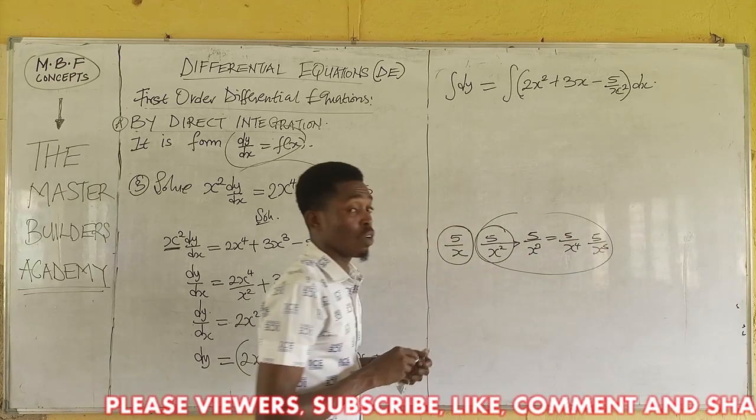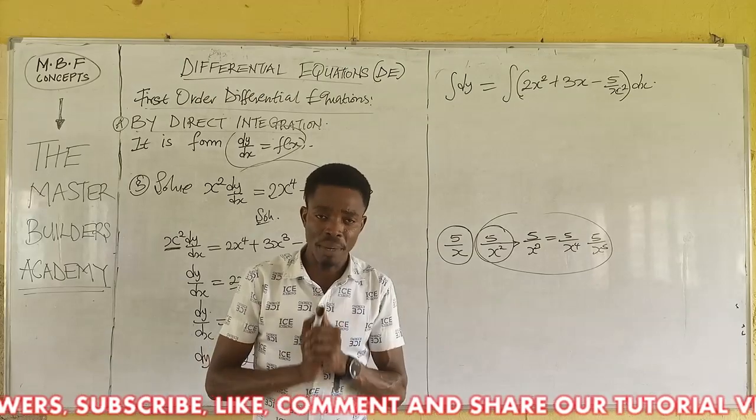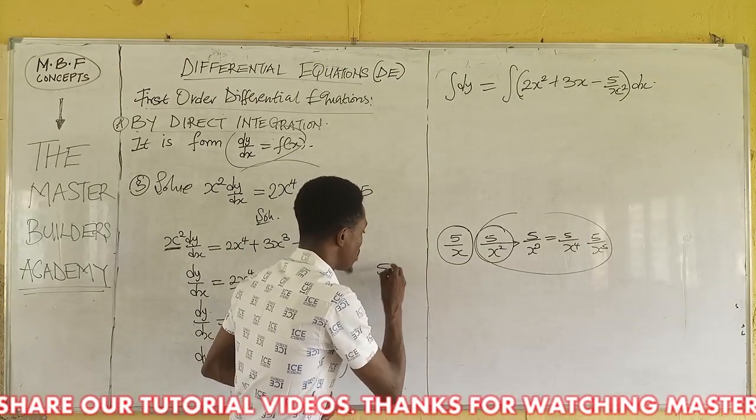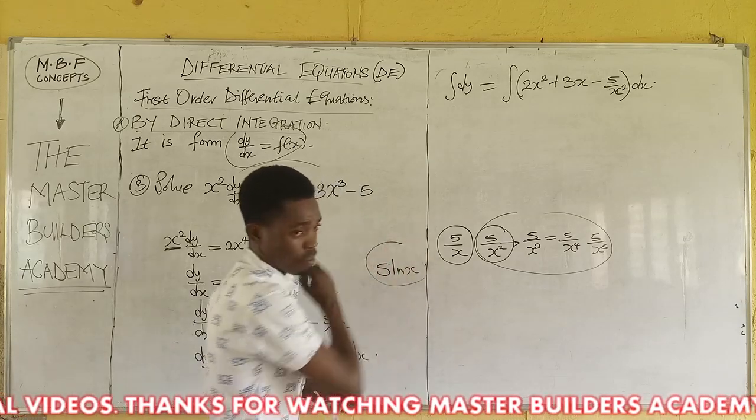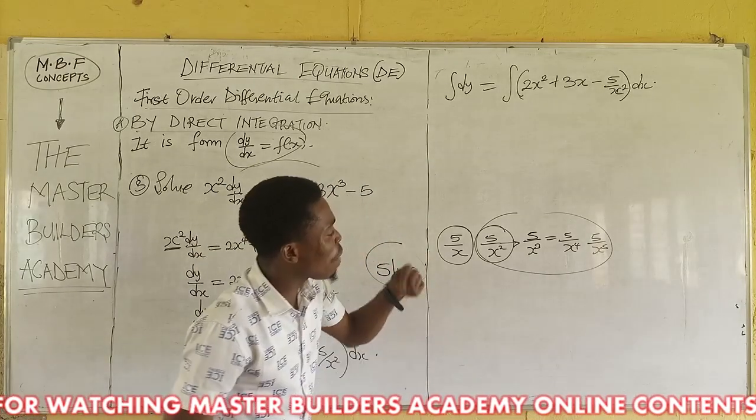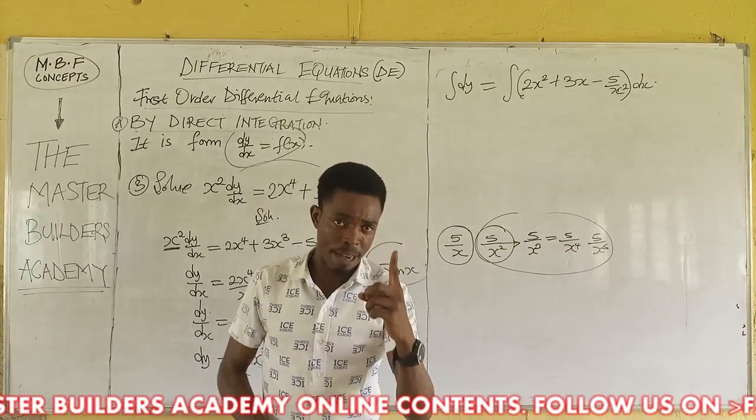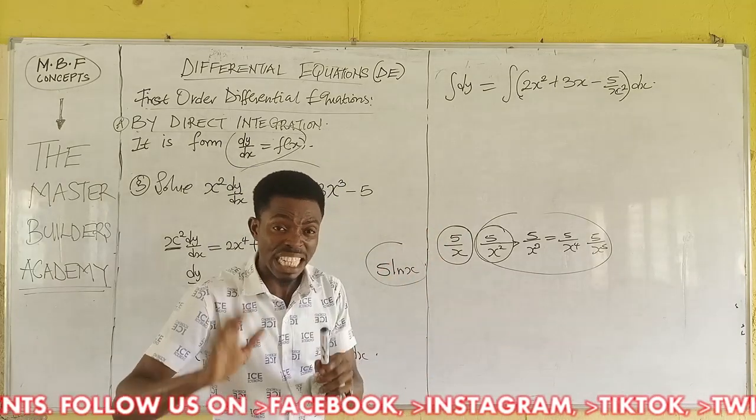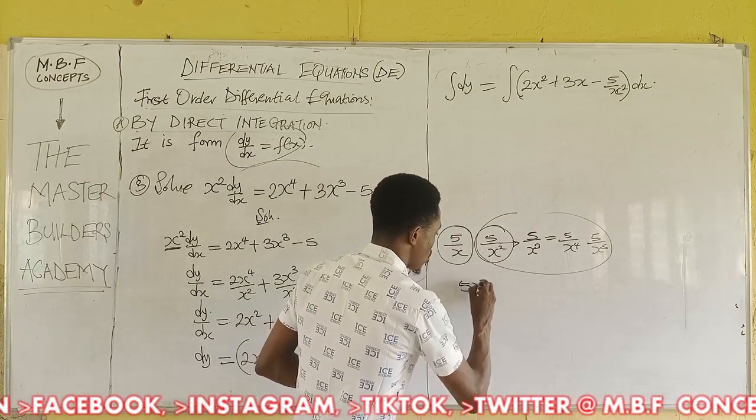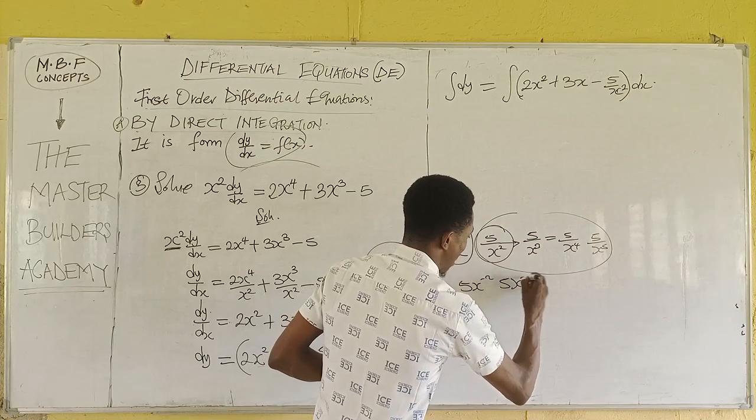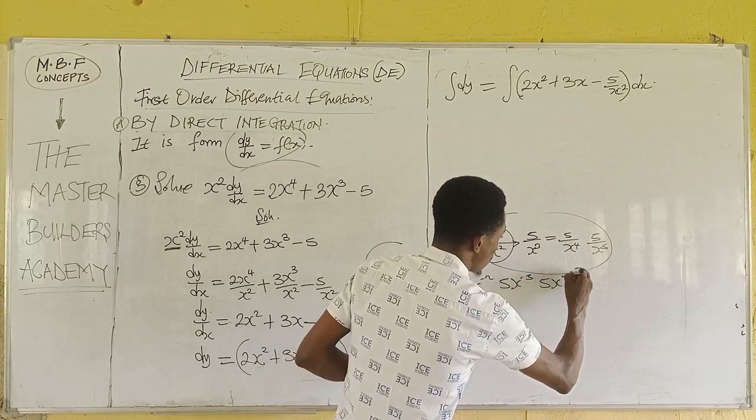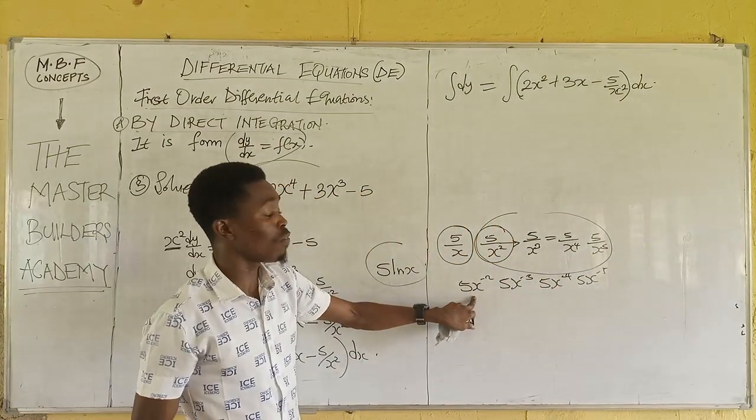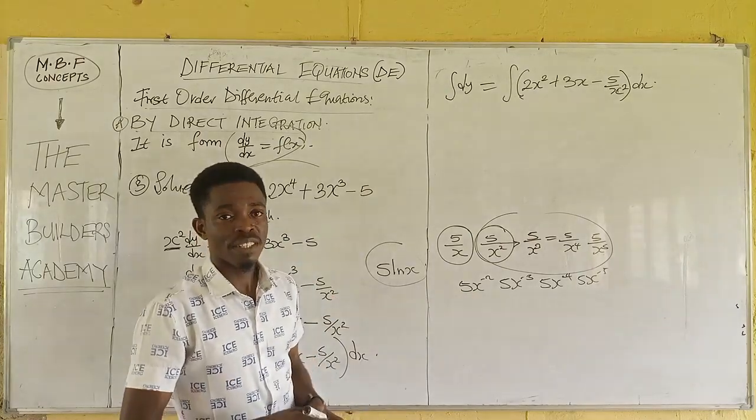Now, what is the condition? When you have your variable at the denominator and the power of the variable is 1, when you integrate, you have the numerator times the log of the denominator. But when the power of the variable at the denominator is greater than 1, you cannot integrate it with this method. All you need to do is convert it to a linear function. You are going to have 5x to the power minus 2, or 5x to the power minus 3, or minus 4, or minus 5, just like that. This is how you solve this aspect of integration.